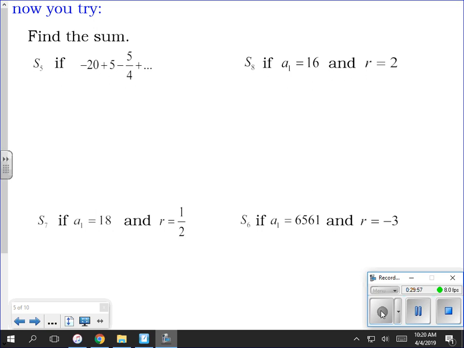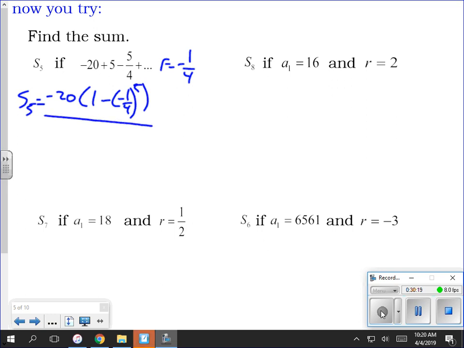So we know what n is, it's 5. We know what the first term is, it's negative 20. R in this case is negative 1/4. Okay. So the sum of the first 5 terms is negative 20 times 1 minus negative 1/4 to the 5th power, all over 1 minus negative 1/4.